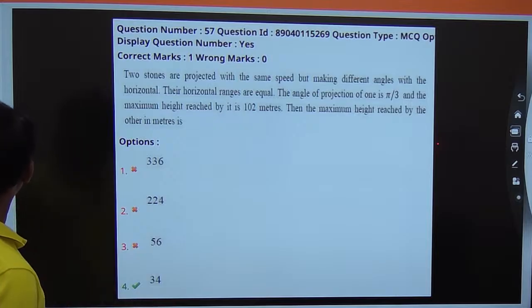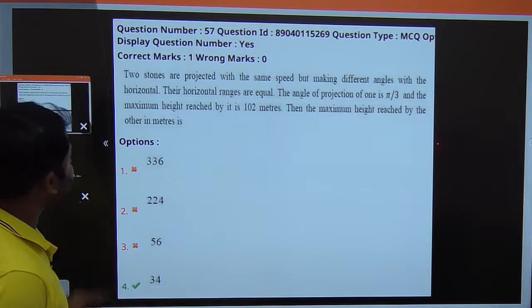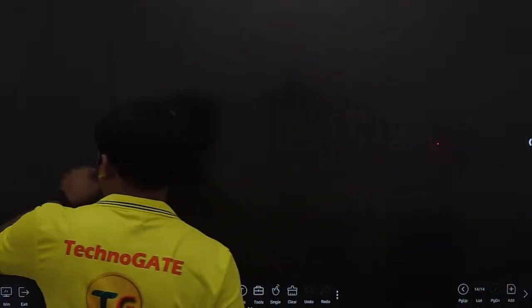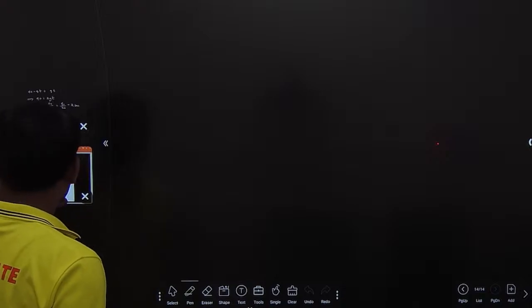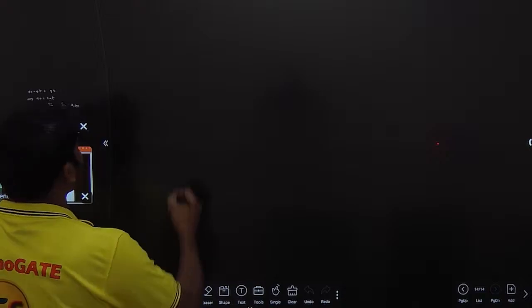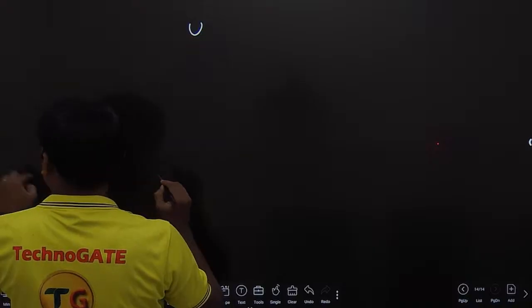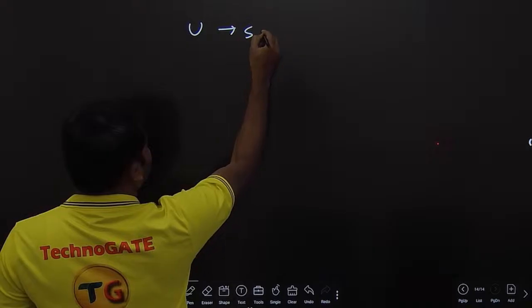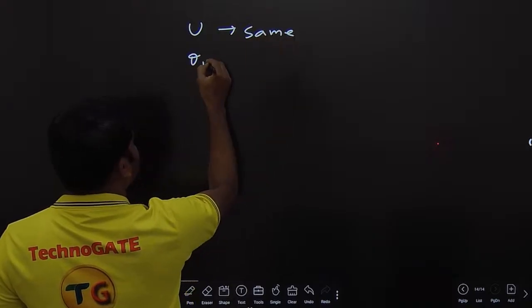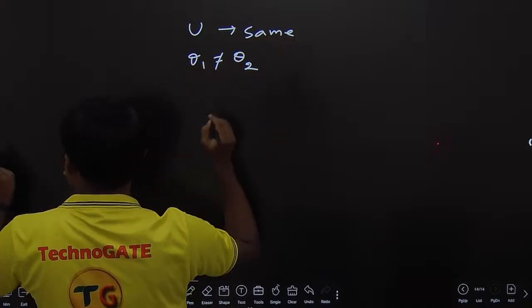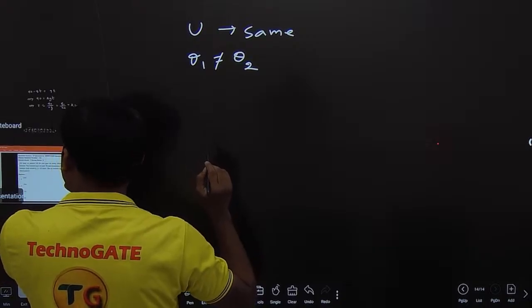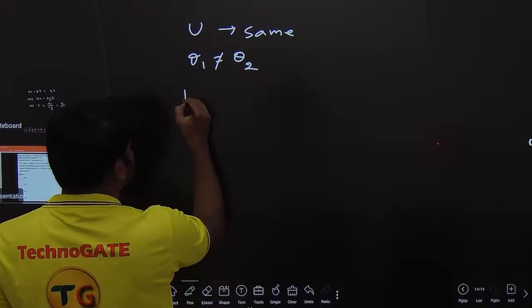If you see this question, it is given like this. The two stones are projected with the same speed. So both have the same speed, making different angles. U is the same, but the angles are different: theta 1 is not equal to theta 2. But making different angles with the horizontal, the horizontal ranges are equal. So the ranges are equal.